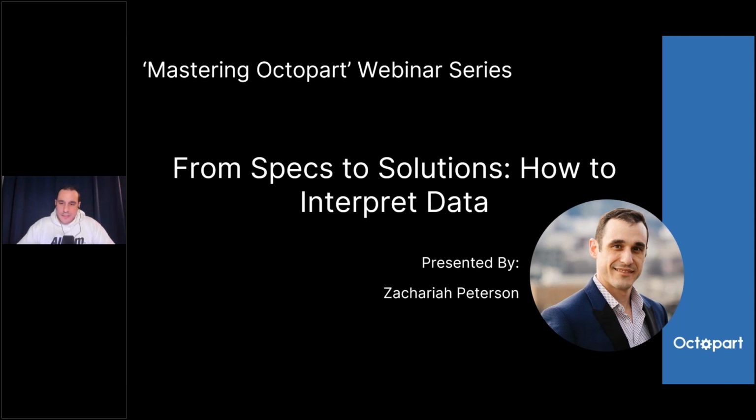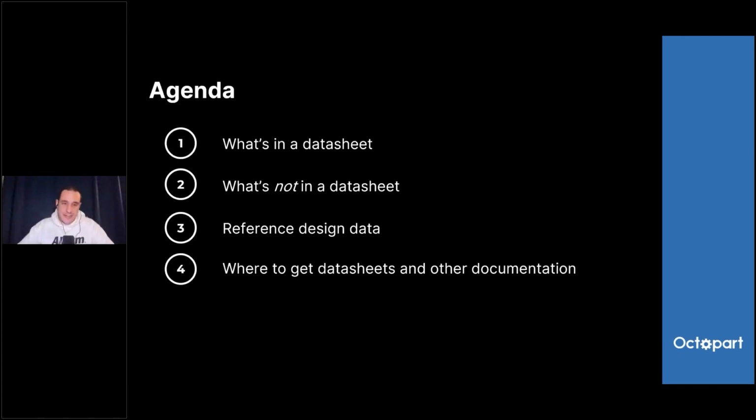And specifically, this is going to be about data sheets as well as what's not in data sheets. So here's our agenda. Of course, we want to run over what is in a data sheet, some of the important data that you won't find in data sheets, but that is out there from manufacturers and distributors. And one of the important things that comes up often both in data sheets and outside of data sheets is reference design data. So I want to run over that briefly. And then of course, we will run over where to get some of these data sheets as well as the other documentation that we're going to discuss in this webinar. So let's go ahead and get started.